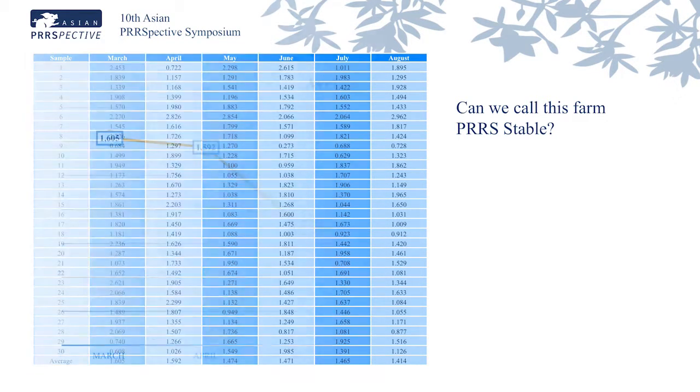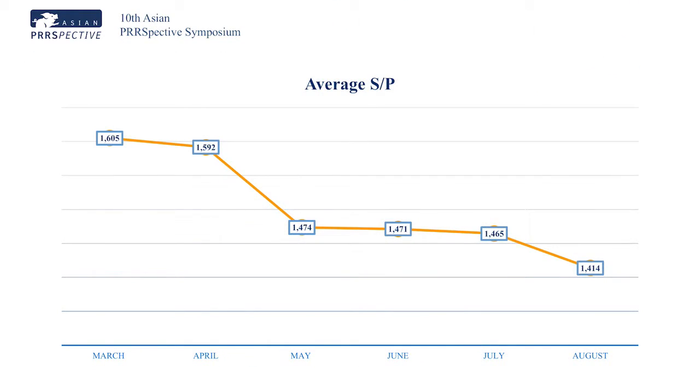Similar trend in June, July, into August. We've had a decrease in our average S to P ratio every month, a slight decrease here, and then a dramatic decrease from April to May. Stayed steady here till July, and then another decrease in August.